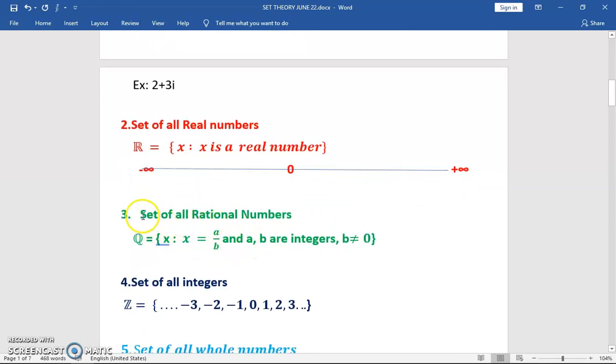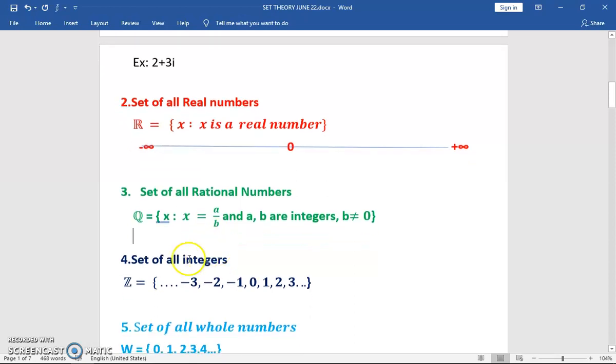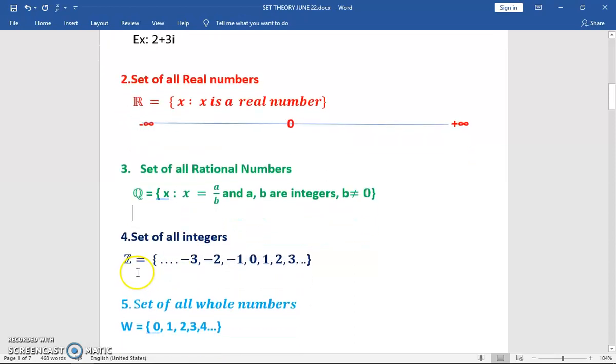The rational numbers are denoted by Q. Any number of the form a by b is a rational number, where a and b are integers and b should not be 0. If b is 0, this will be infinity. So b should not be 0. Next, we have integers. Integers are 0, 1, minus 1, 2, minus 2, 3, minus 3, 4, minus 4, like that it goes forever.